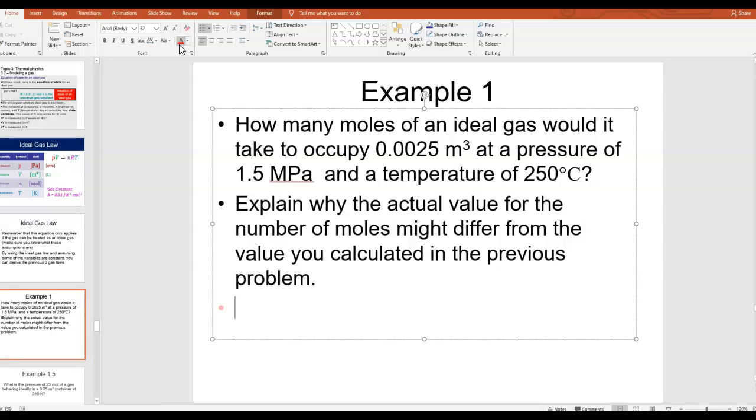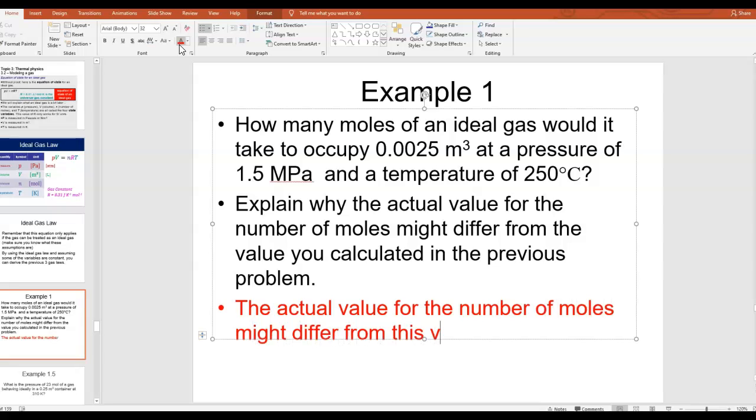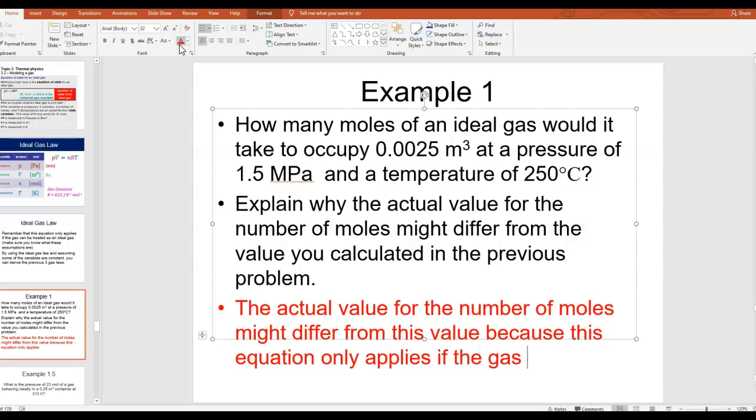Okay, and so if I'm doing this explanation question, remember when you want to answer an explain question, you need to write in complete coherent sentences and make sure that you answer the question being asked. So I'm going to start with saying the actual value for the number of moles might differ from this value because, okay, so that's just how I'm going to start off. That's part of answering a question coherently, is kind of restating the question. Because this equation only applies if the gas is actually an ideal gas.